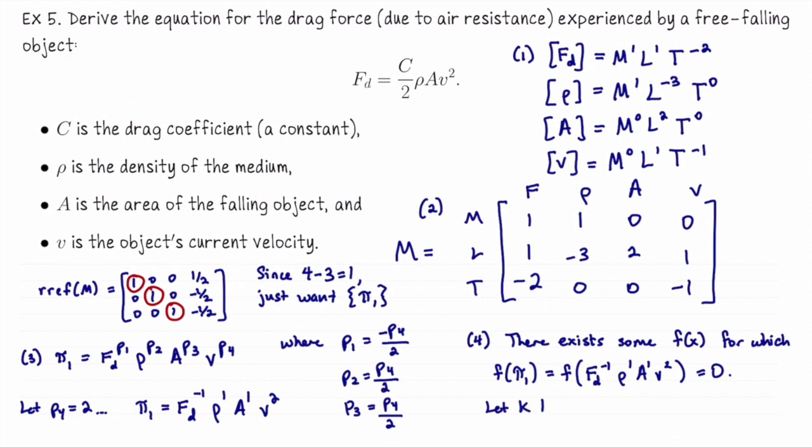let's let k be a root of f. Then we get that number k has to be equal to this special form of the input that we're plugging into f. So in particular, I can write it like that. K equals rho a v squared divided by fd. Rearrange terms a little bit, and you get fd times k equals rho a v squared.